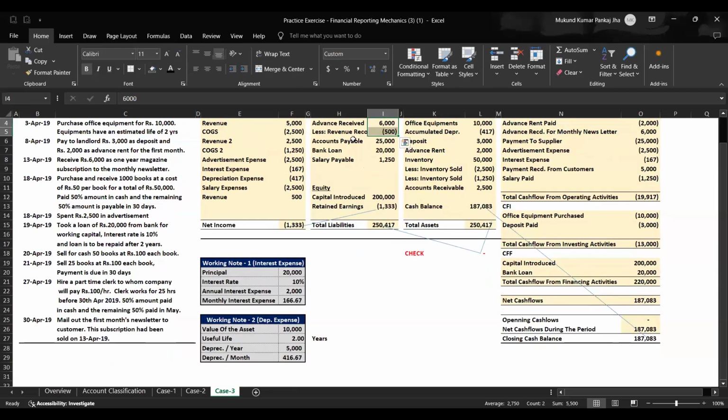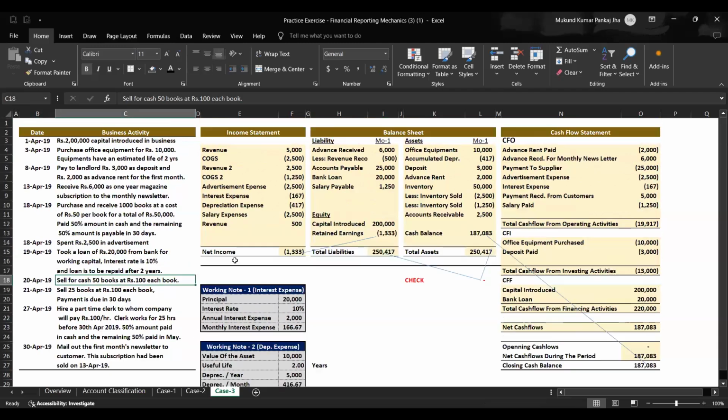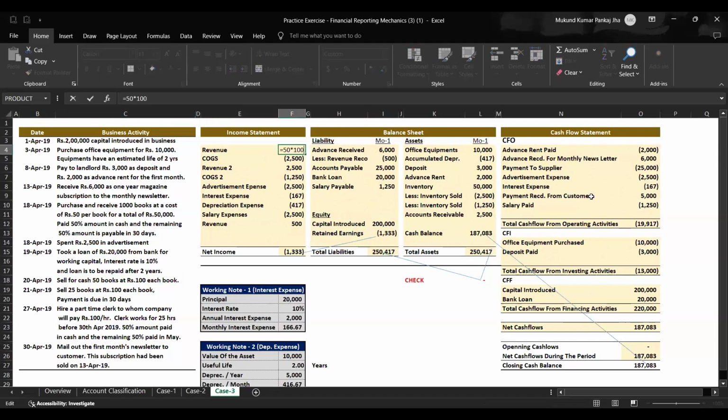So you want me to give the entry for 20th and 21st April once again? Sure. On 20 April, sale for cash, 50 books at rupees 100 per book. So 50 books had been sold for rupees 100 per book and payment is received for these 50 books.